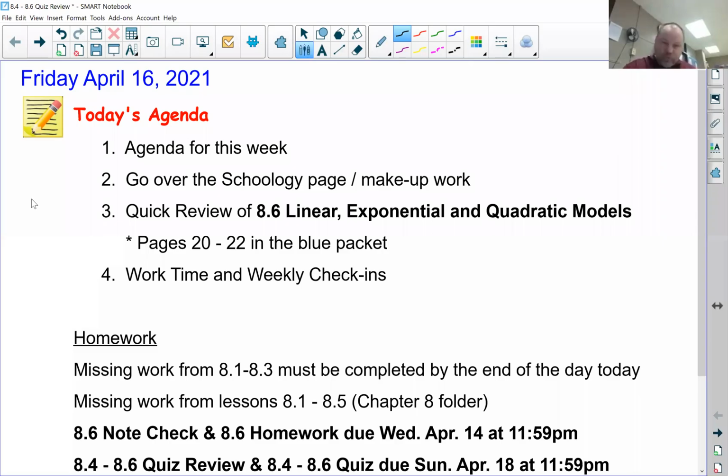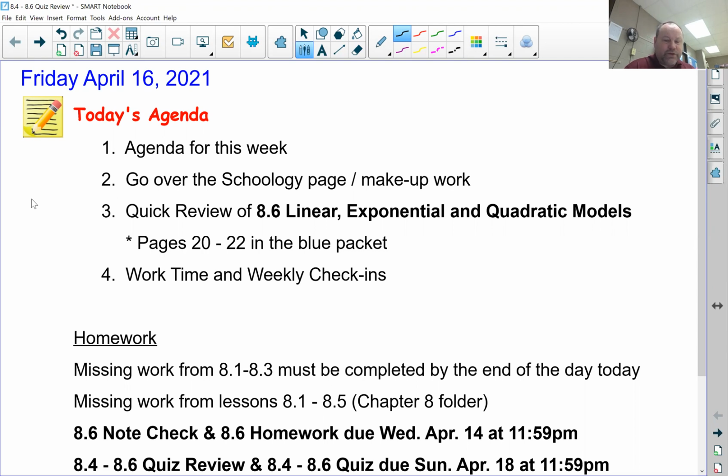All right, so what we're going to do today, we're just going to take a look at a little bit of a review of linear, exponential, and quadratic models. Kind of take a look at the format of the 8.4 to 8.6 review assignment, and then we'll do our breakout meetings. Okay.